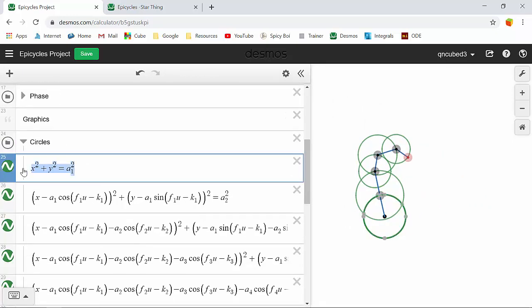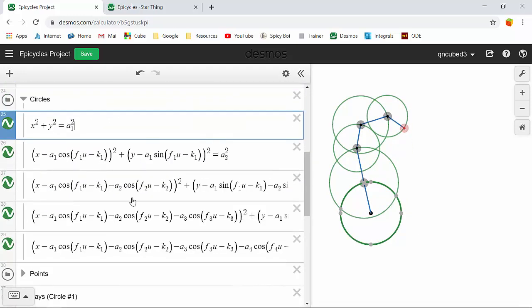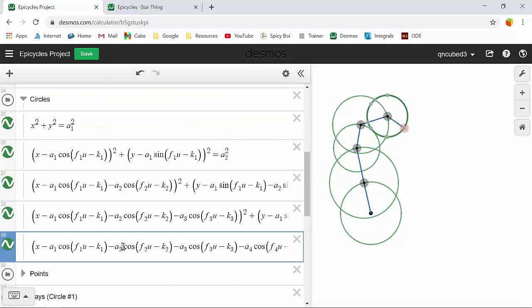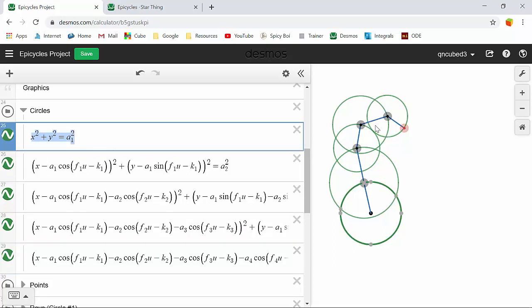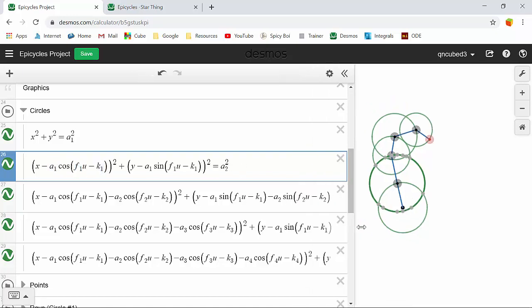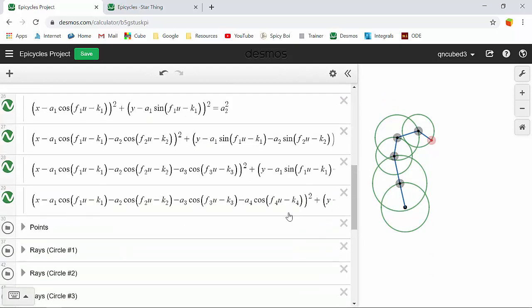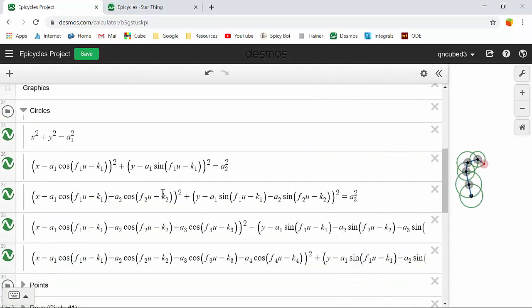Pretty much we have our starting circle right here, so a basic circle equation, and all these subsequent equations right here are just the original circle that's been translated up and down, and those all depend on, if you have a close look, the A, which is the amplitude, the F, which is the frequency, and the K, which is the phase. So it's all dependent on the settings we have on these controls right here. So that's pretty much all the circles.